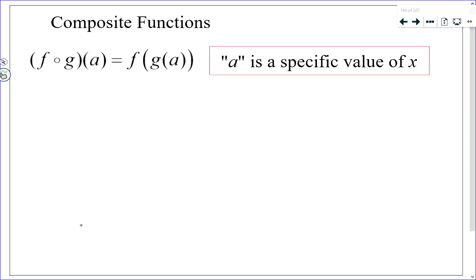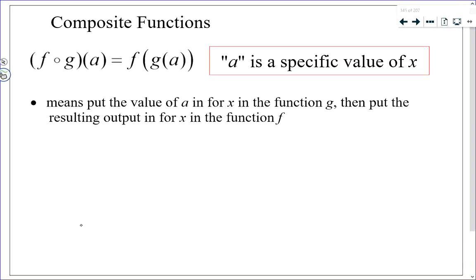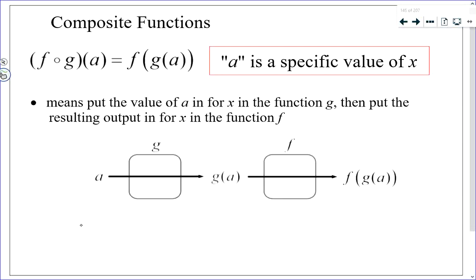Moving on, more specifically, f of g of a means f of g of a, and a is a specific value of x. It means you put the value of a in for x in the function g, and then whatever you get coming out of the function g, you put in for x in the function f. And whatever you get coming out of that is the answer.